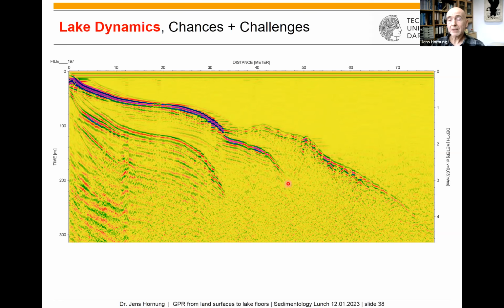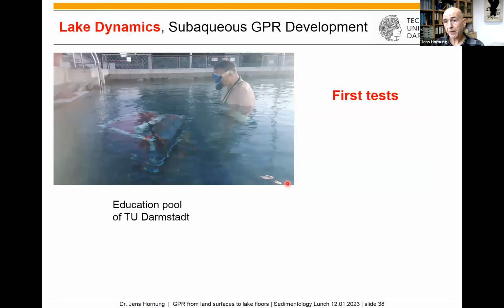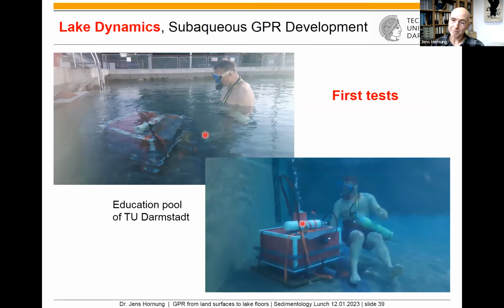So we have to go diving with our GPR. This is the education pool of TU Darmstadt. You see our first prototype. We did first tests here. And this is our technician, Raimund. This is our first prototype, and you see the prototype is breathing. There are air bubbles. Our technician is not breathing. So there is still some homework to do: we have to make him breathe and seal the antenna.